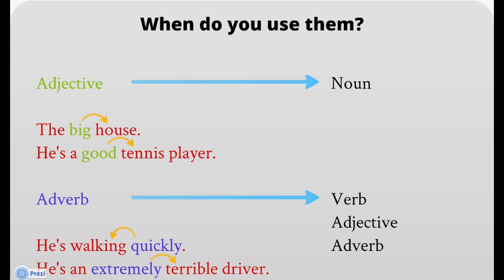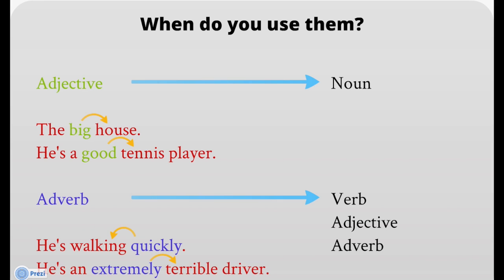Now, an adverb tells us something about a verb, adjective, or another adverb. This is easy to remember because adverb actually contains the word verb, of course. So he's walking quickly. Quickly tells us something about walking. Walking is a verb. You can check that by saying I walk, you walk, we walk, etc. It's a verb. So that must mean that quickly is an adverb.